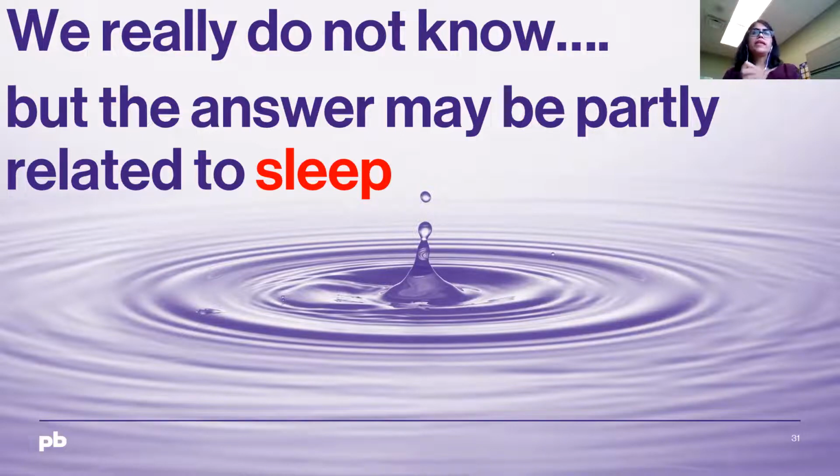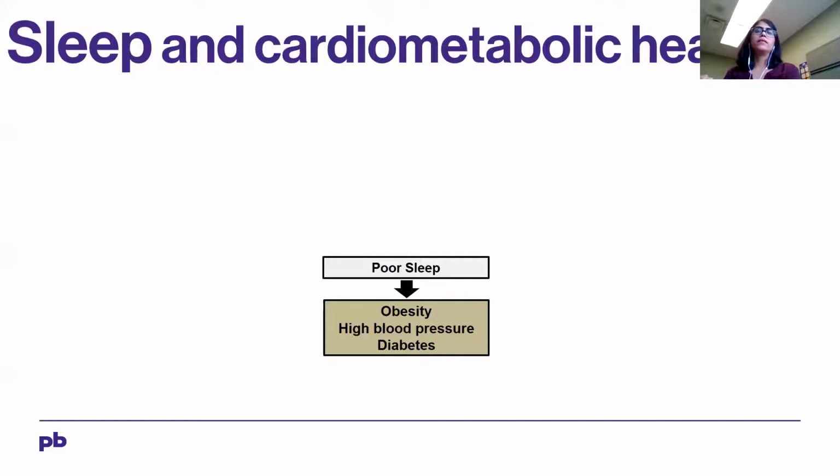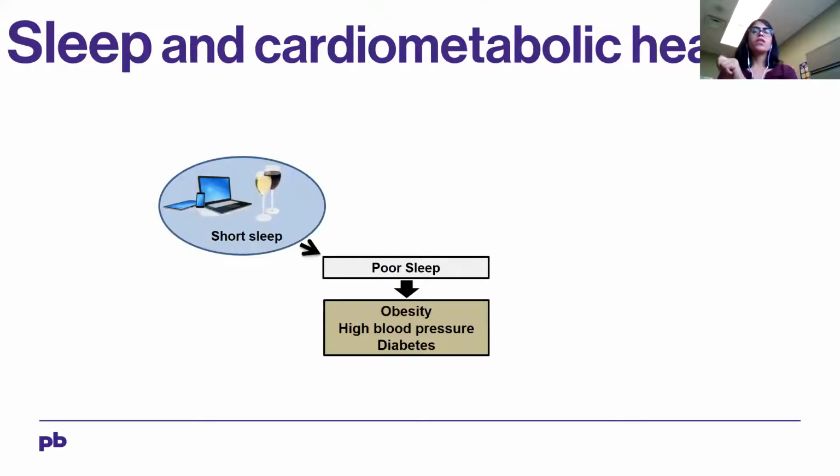And the reason we say that it may be partly related to sleep is because there is a close connection between sleep and cardiometabolic health. So if you have poor sleep, the chances that you are obese or have high blood pressure or diabetes are quite high. And when we talk about poor sleep, we are talking about three factors. The first being the sleep duration.